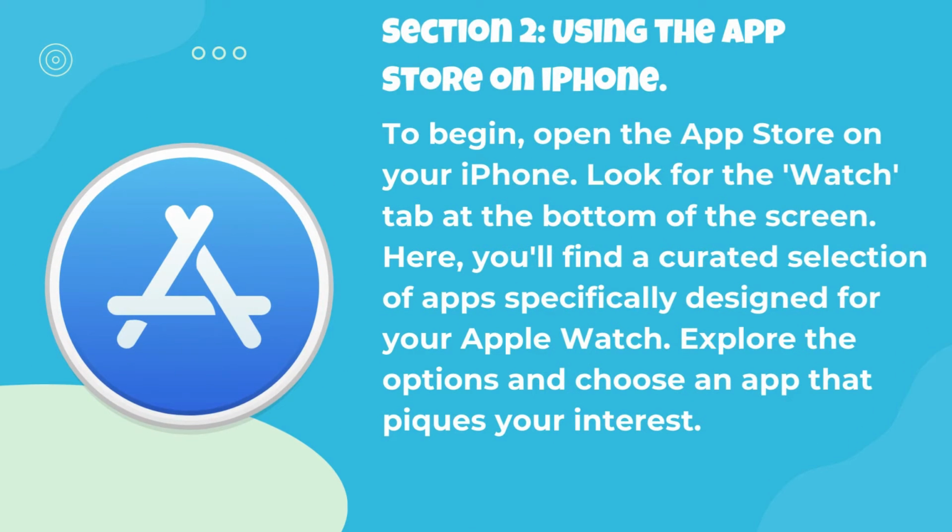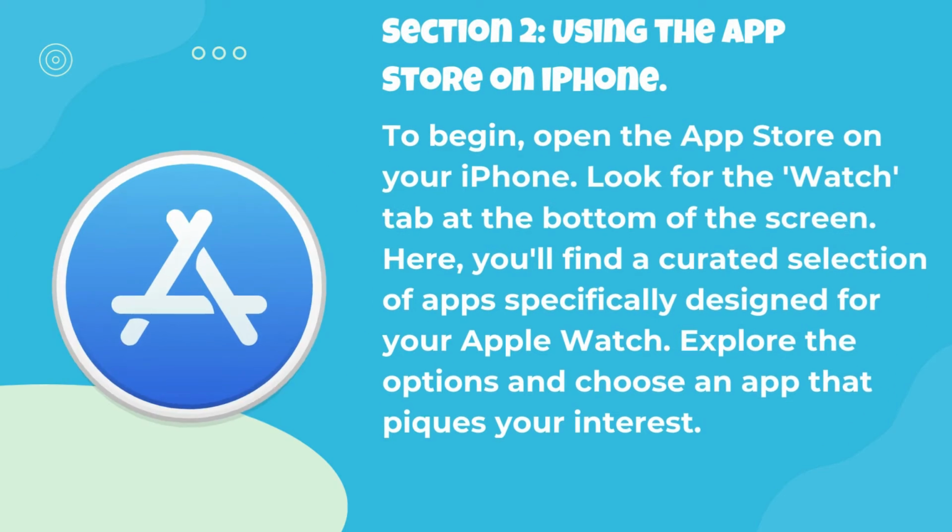Section 2. Using the App Store on iPhone. To begin, open the App Store on your iPhone. Look for the Watch tab at the bottom of the screen. Here, you'll find a curated selection of apps specifically designed for your Apple Watch. Explore the options and choose an app that piques your interest.